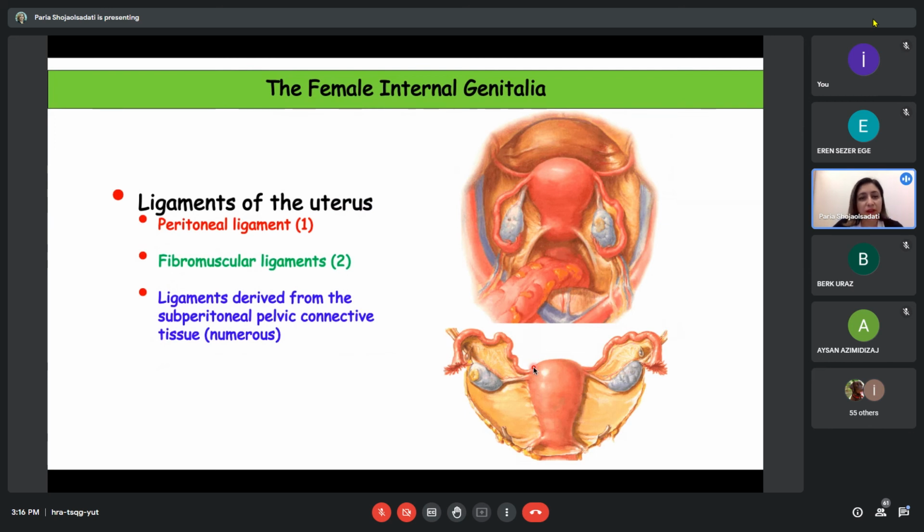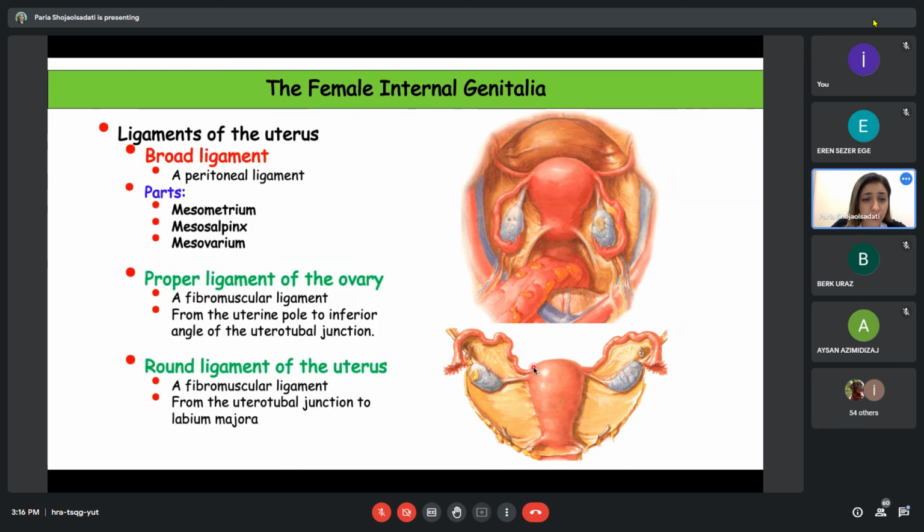We have different ligaments at the side of the uterus. Some groups of them are named peritoneal ligaments. We have a fibromuscular ligament, and sometimes ligaments derived from the subperitoneal pelvic connective tissue. Let's take a look at them. The broad ligament, as I mentioned before, is a peritoneal ligament. You can see it in here. We have the proper ligament of the ovary. As I mentioned before, it's located on both sides and helps in the fixation of the ovary.